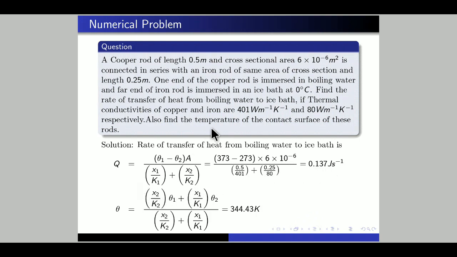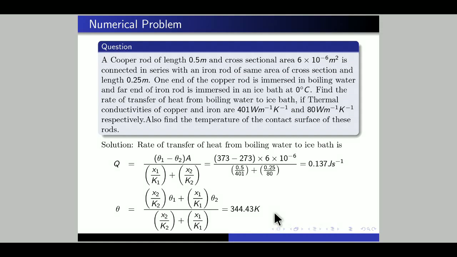Similarly, to find the temperature of the contact surface of the two materials, theta = (x2 by k2 times theta 1 plus x1 by k1 times theta 2) divided by (x2 by k2 plus x1 by k1). Substituting all these values and simplifying, we get that the contact surface temperature is 344.43 Kelvin.